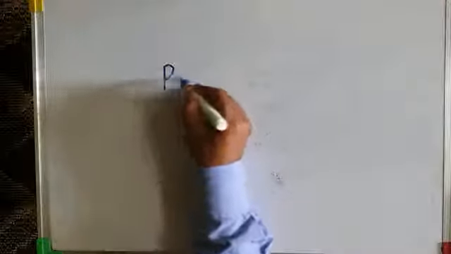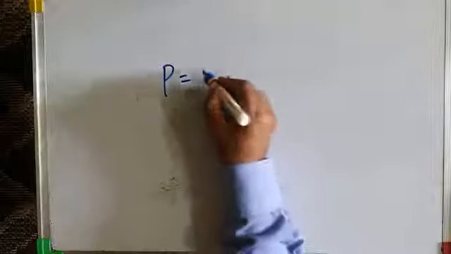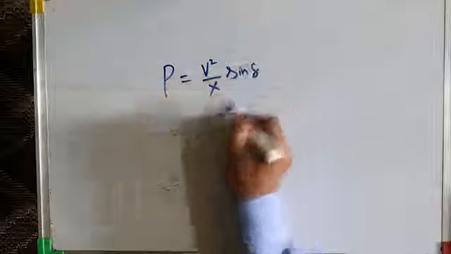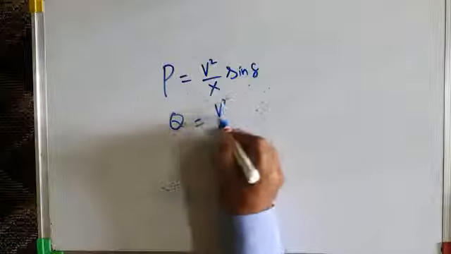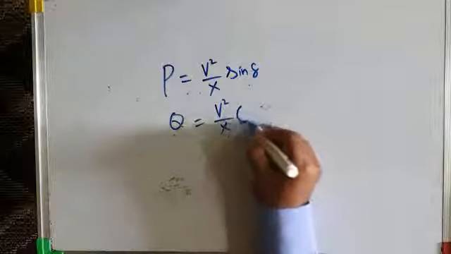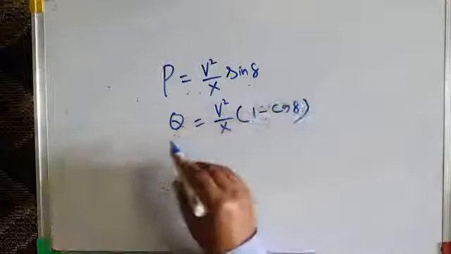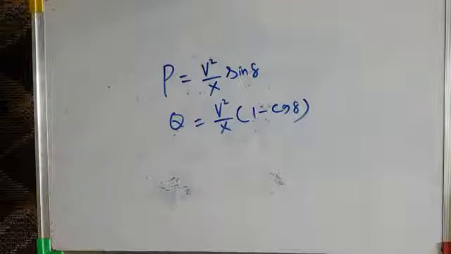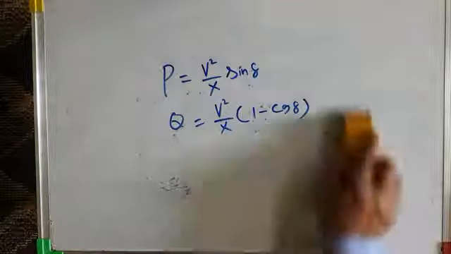And then we tried to model a long distributed parameter transmission line using a two-machine model. With the help of that, I tried to derive a mathematical expression for active power transferred over the transmission line, which was given by this equation, P equal to V square by X sine delta, and reactive power carried by the line, Q equal to V square by X times 1 minus cos delta, and we tried to plot P and Q as a function of delta.